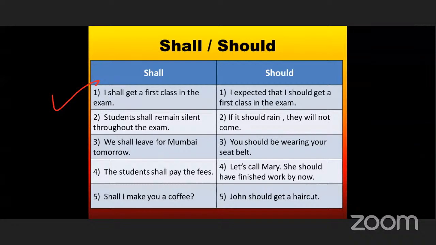So see, when any event is in the future, shall is used for the first person pronoun and will is used for the second and third person pronoun. I is the first person pronoun. He, she, they are the second and third person pronoun. So remember it. The first example, I shall get a first class in the exam. This thing is going to happen in the future. I have decided that in future I will get a first class. So at that time, I will use the modal auxiliary shall.